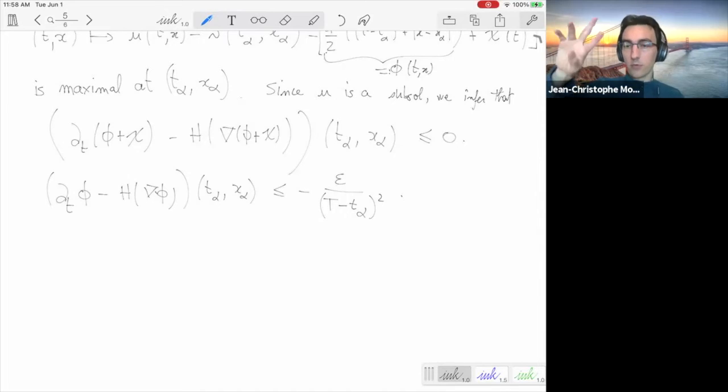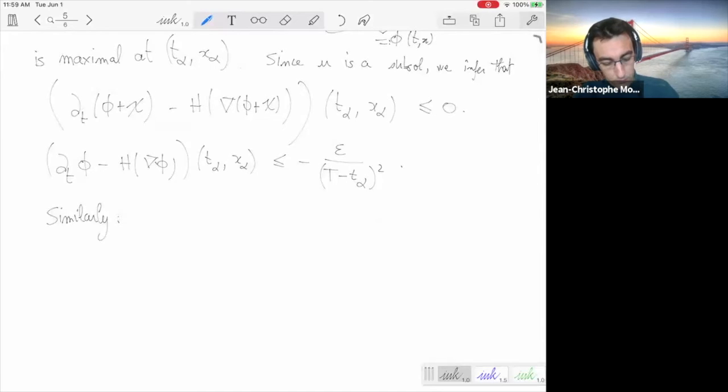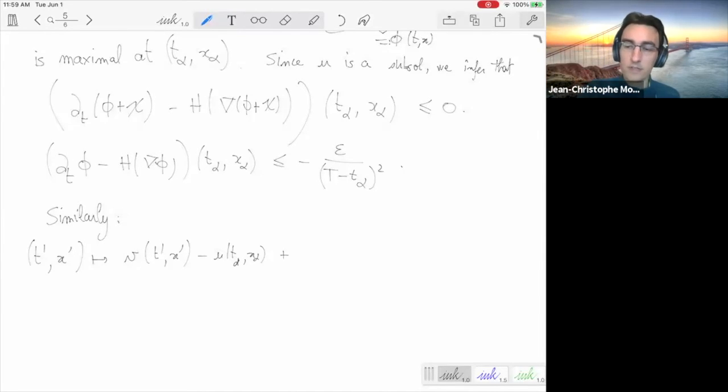And now I'm going to play the same game, but freezing the t alpha x alpha and optimizing over the t prime x prime variables. Similarly. Notice that here I use the fact that t alpha is not one of these extreme points. Otherwise, I would not be able to apply the property. So similarly, if I look at the mapping, v of t prime x prime minus u, I'm putting a minus sign in there so that we are matching this form of v minus test function has a local minimum.